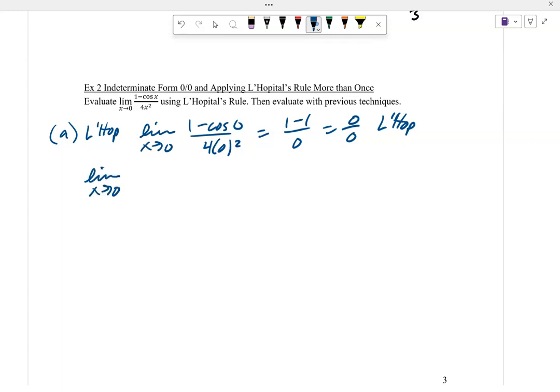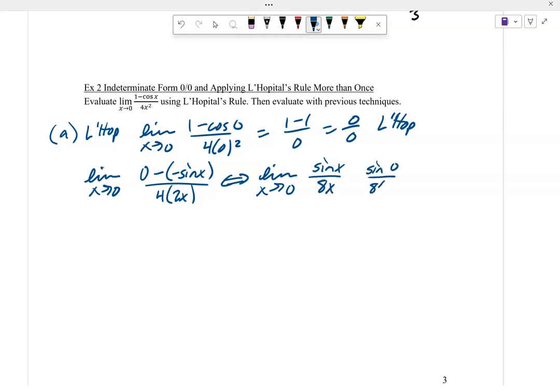And so we take the derivative of 1 as 0 minus the derivative of the cosine, which is negative sine, over the derivative of 4x squared, which is 4 times 2x. And so we've got the limit as x approaches 0 of sine x over 8x. Well, notice if we throw in 0, sine of 0 is 0 over 0 again. So we can use L'Hopital. We're indeterminate in form again.